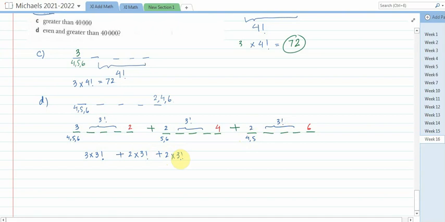So 3 factorial is 6, times 3 is 18, plus 3 factorial is 6 times 2, which is 12, plus 12. 12 plus 12 is 24, and 24 plus 18 gives you 42. And that is your final answer.